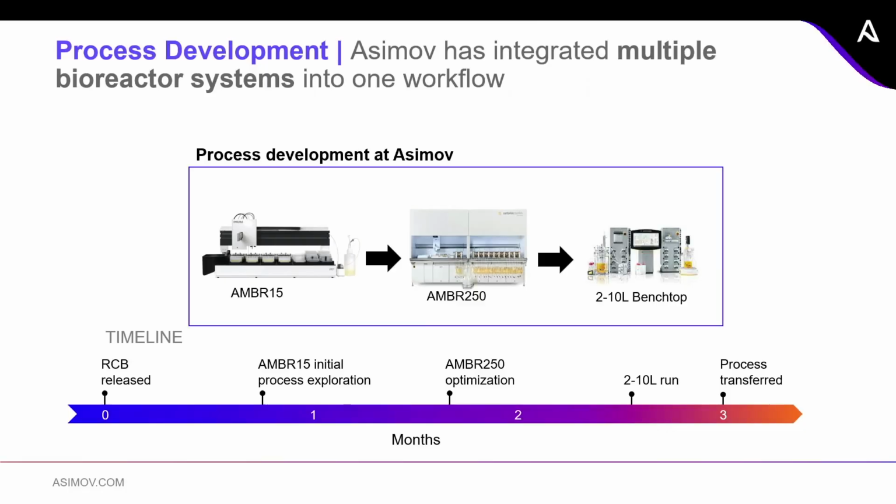And so this allows us to go in a timeline from releasing the RCB at month 0, moving it to the Ambr 15 within the 1st month, the Ambr 250 in the 2nd month, and by the 3rd month, we're able to transfer that process after confirming it on the 2 to 10 liter.